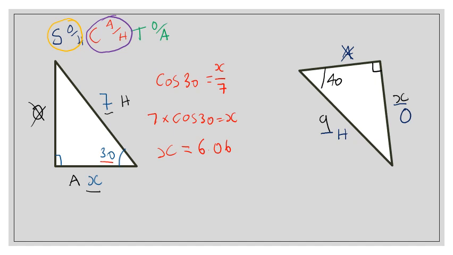So I'm going to write down sine of my angle, so sine 40 equals my opposite, which is X, over my hypotenuse, which is 9. So again, we've got to divide by 9, so we need to undo divide by 9. So we do 9 times sine 40 equals X. We then type that into our calculator, and we get an answer of X equals 5.8.